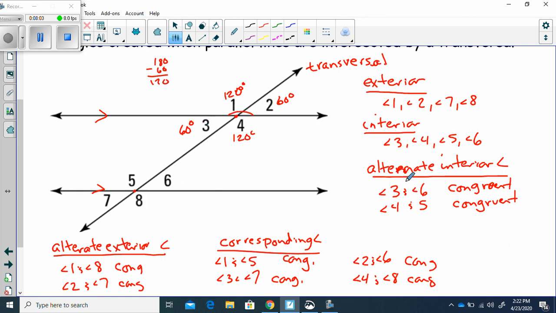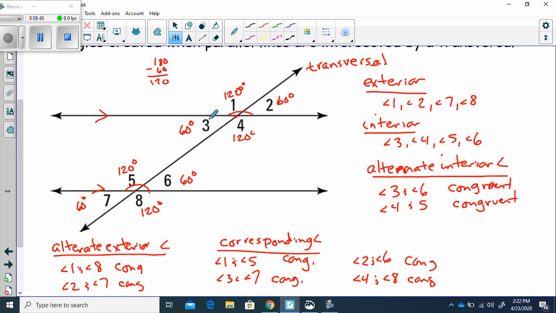3 and 6, like we said before, are alternate interior, so they have the same measure. This would be 60 degrees. These two are vertical, so 7 would be 60 degrees. These two form a linear pair. They form a straight line, so they add up to 180. 180 minus 60 is 120. These two are vertical. They're across from each other, so this one is 120. Notice the same thing that you have here, you have here. 120, 120, corresponding angles. 60, 60, corresponding angles.